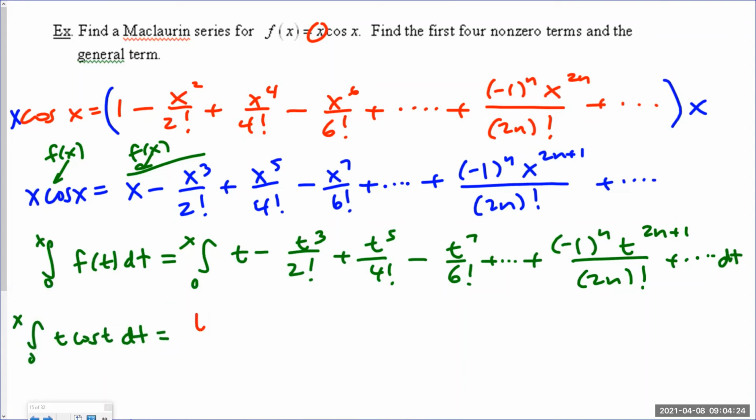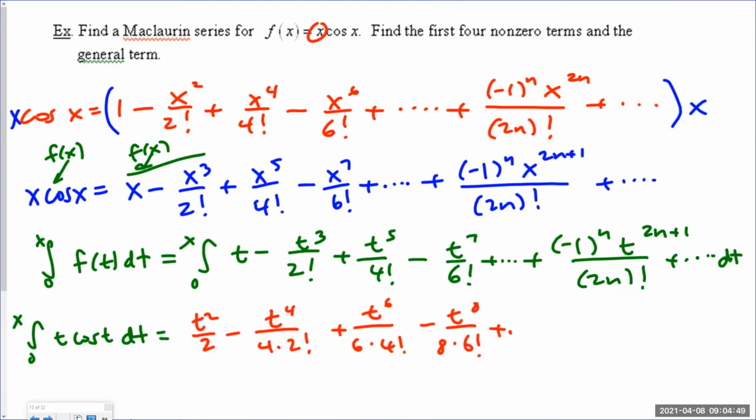Is it t squared over 2? Okay. Then the antiderivative of t cubed is t to the fourth over 4 times 2 factorial. Do you see where I'm getting this 4 times 2 factorial? Plus the antiderivative of t to the fifth is going to be t to the sixth over 6 times 4 factorial, minus t to the eighth over 8 times 6 factorial, plus dot, dot, dot, plus, okay?